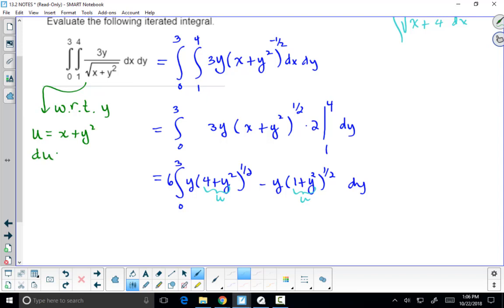And then du will be 2y dy. And so that will work perfectly fine also.